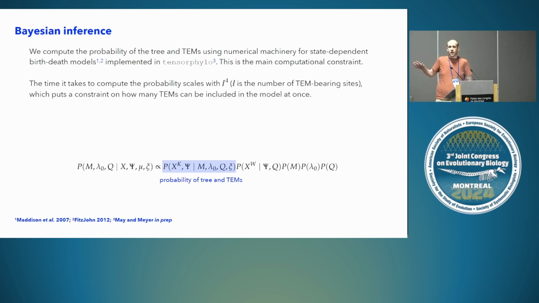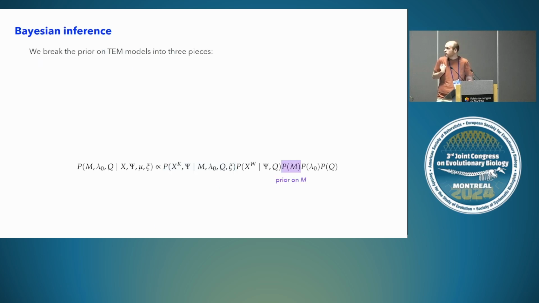One thing to note here is that the number of sites that have TEMs puts a very strong limit on the runtime. The runtime increases very quickly as the number of TEMs increases because we're enumerating all possible combinations of nucleotides. So L is going to be the number of TEMs in the model. The time it takes to compute this probability scales with L to the 4th power. So in practice, this method is currently only working for like 3 or 4 total TEMs. But we're hoping to relax that in the future.